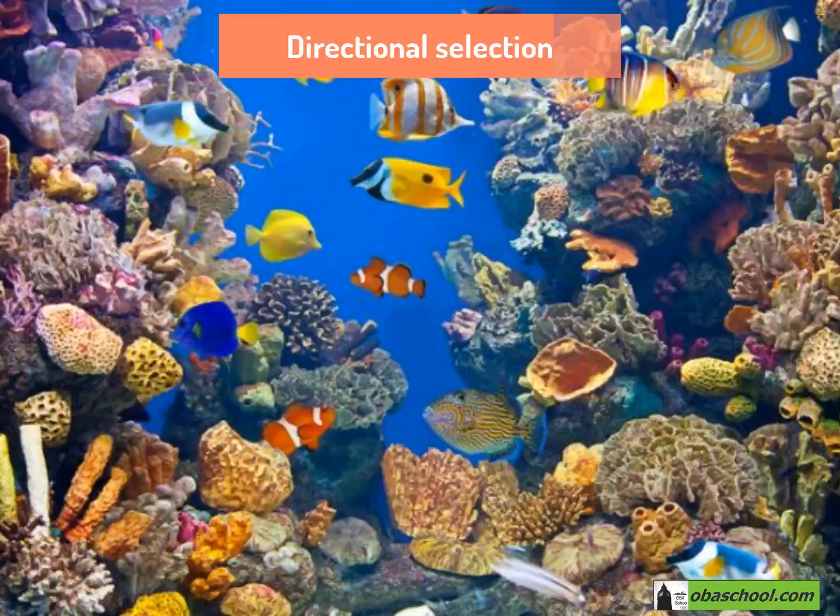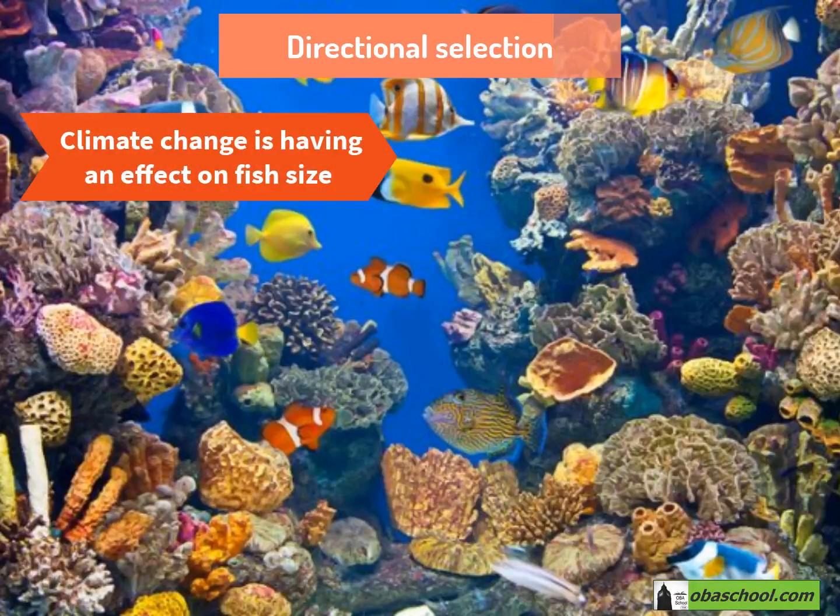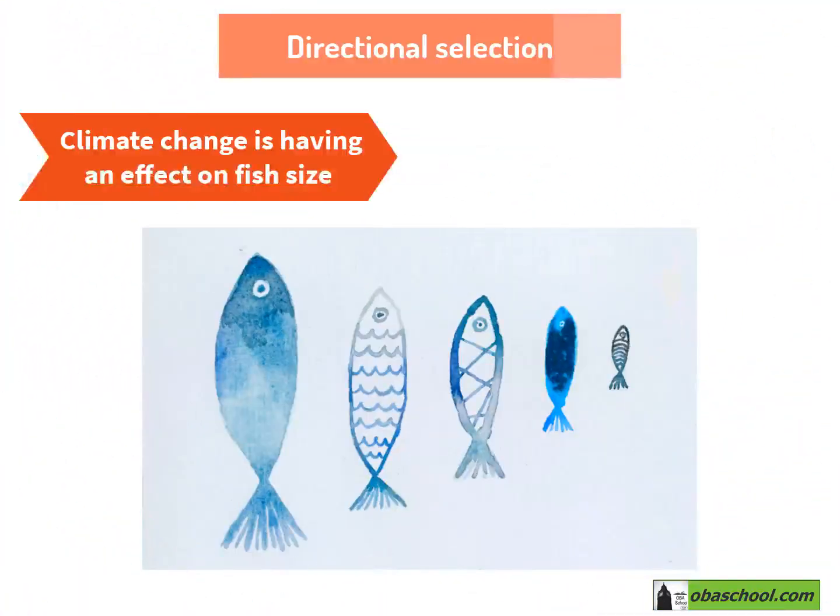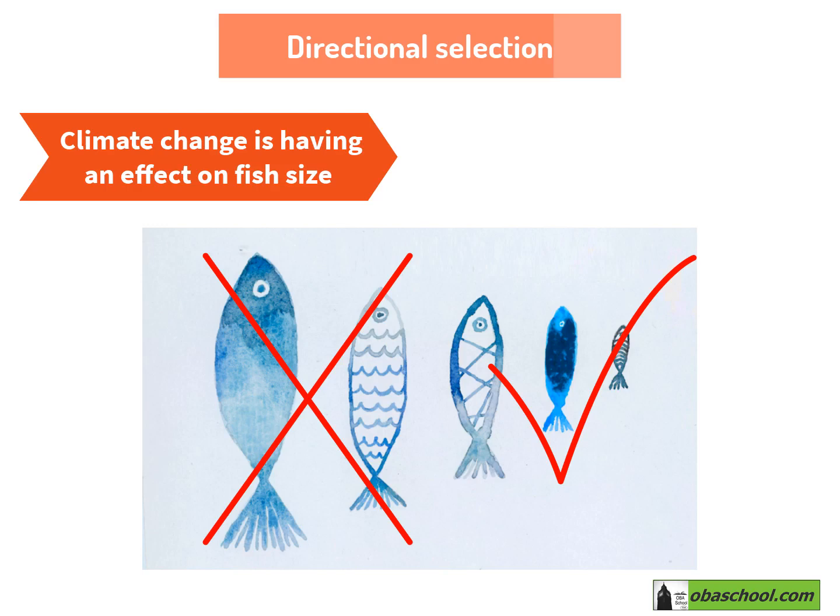Let's take an example to really understand this directional selection. Suppose a recent finding has shown that climate change is having an effect on fish size in certain habitats. Now, the increase in temperatures is selecting for a smaller body size and against a larger body size.